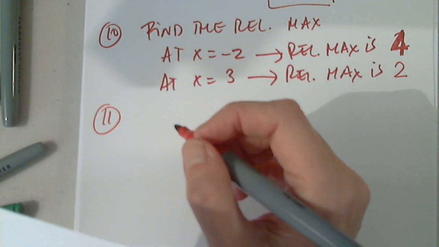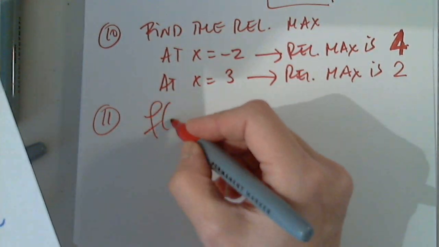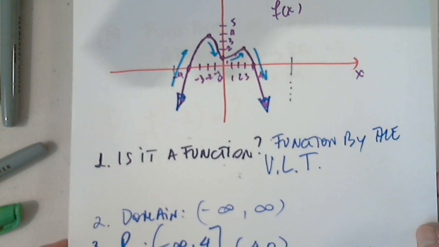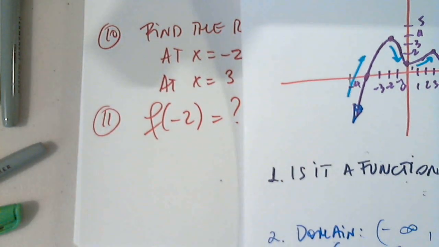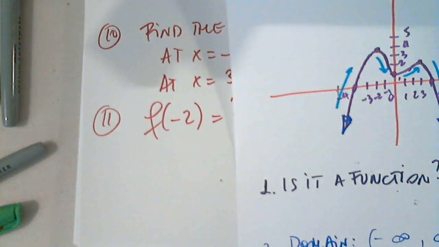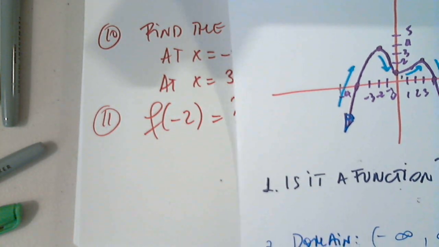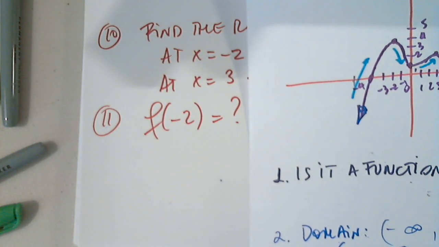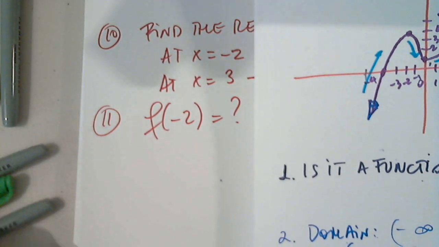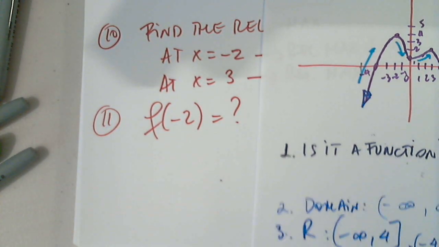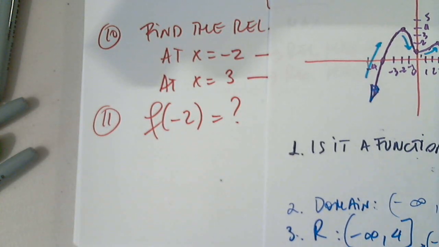Number 11. Find f of negative 2. What am I asked to do now? To find f of negative 2. What is given and what is the answer? What am I given in the question? And what am I asked to find? Aren't they asking you what the y value is?